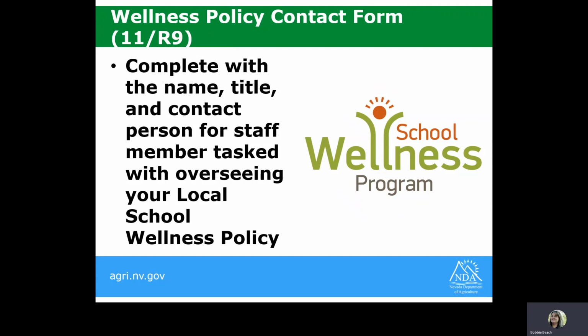So then next, this will be item 11 or R9. This is your wellness policy contact form, and we ask you to complete with the name, title, and contact information for the staff member that's tasked with both overseeing the implementation of your local school wellness policy and the person we can contact with any local school wellness policy questions or concerns for your SFA.